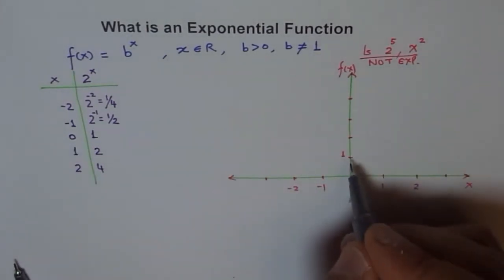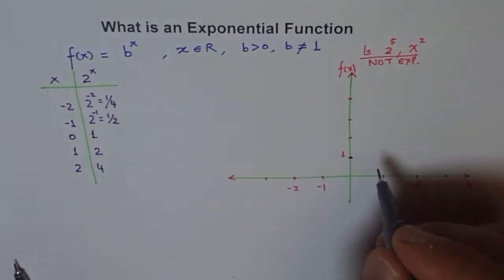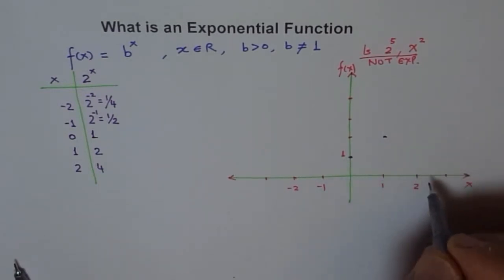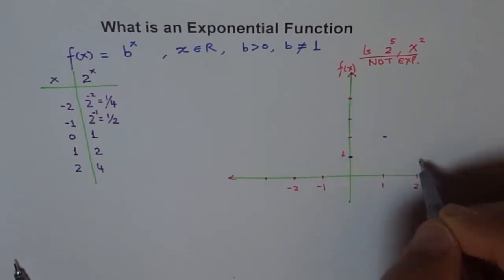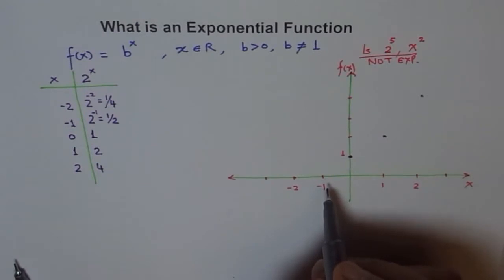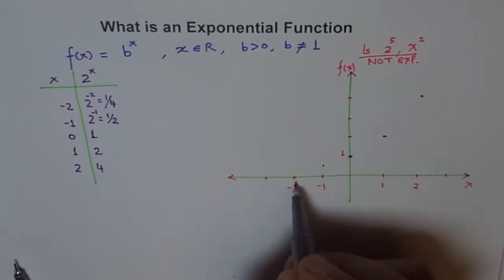At 0 we have 1. I like to start with 0, so we will move to both sides. At 1 the value is 2, which is here. At 2 it is 4, so it's 2, 3 and 4. So we go up like this. Now at minus 1 it is half, so half will be kind of here. At minus 2 it is 1/4.